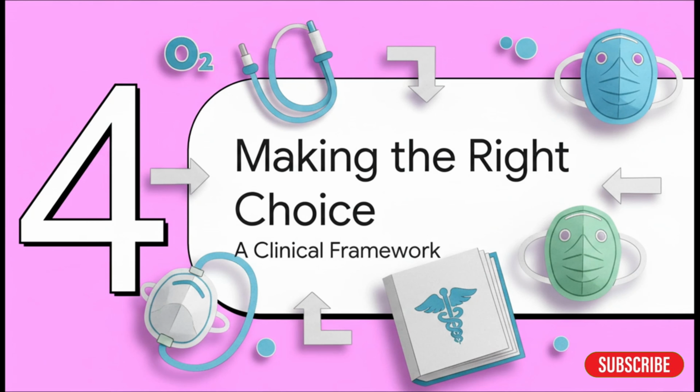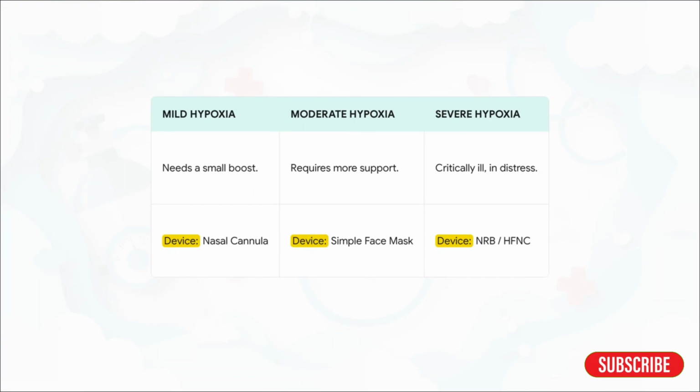All right, so you've seen the gear, you know the numbers, but how do you put it all together? Let's build a really simple clinical framework so you know how to choose the right device for the right patient. The best way to think about it is like a ladder of support. For someone with just mild hypoxia, they just need a little boost. We start on the first rung with a nasal cannula. If they need more than that, we climb up to the simple face mask. And if our patient is critically ill in serious distress, we don't mess around. We go right to the top of the ladder with our high-concentration devices, like the non-rebreather or high-flow.